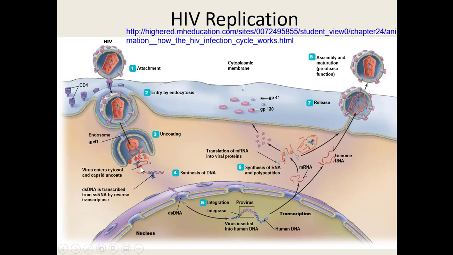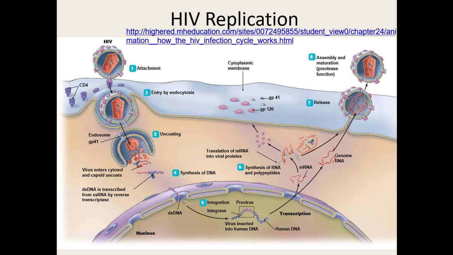Then we have to make DNA. So we're going to use that reverse transcription, and we're going to make our double-stranded DNA. That DNA is going to go into the nucleus, because that's where our DNA is, and it's going to incorporate itself into our DNA. So it inserts itself right into our DNA. Now, that means your DNA has viral DNA in it, and your DNA has now been hijacked. Your cells have the DNA on how to make more viruses.